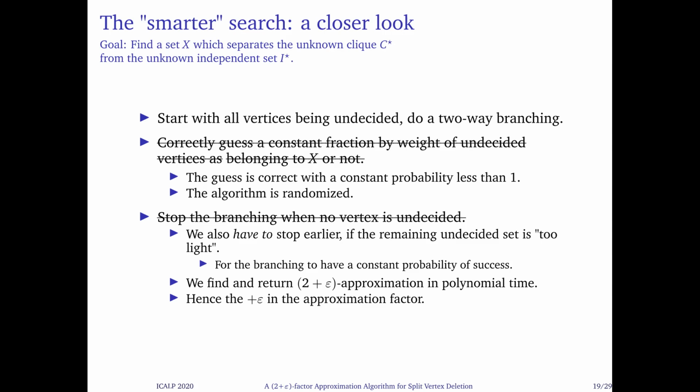Now we also don't stop the branching only when every vertex has been decided. It turns out that we have to stop earlier in some cases when the remaining undecided set is too light. It doesn't contain enough heavy vertices. So this we have to do for the other branching to have a constant probability of success. And once we stop the branching in this way, we find an approximate solution as before by computing the union of two vertex covers. But it turns out that we can only guarantee a 2 plus epsilon factor approximation in this case. So here is where we get the plus epsilon in the approximation factor.